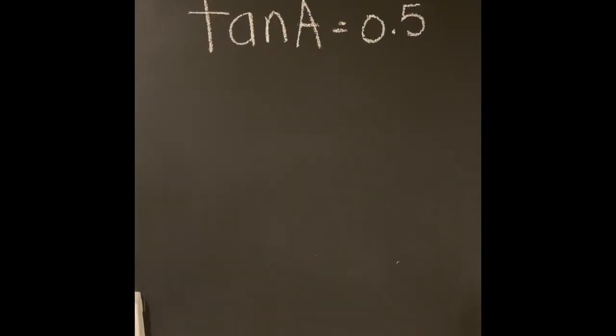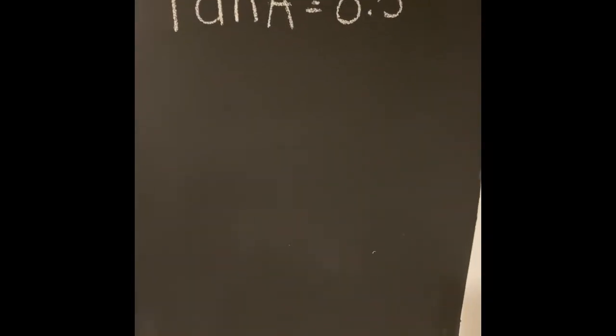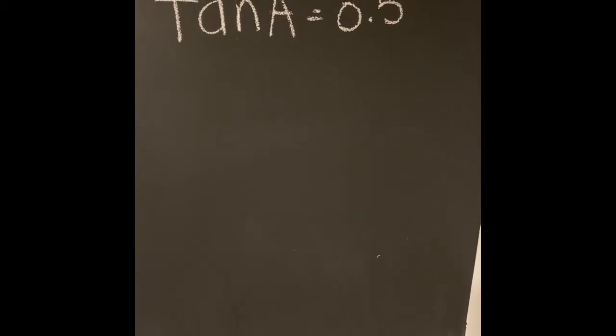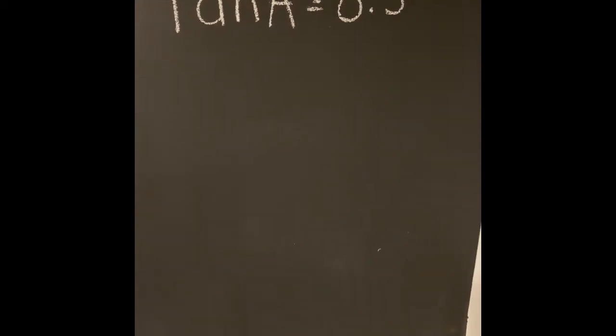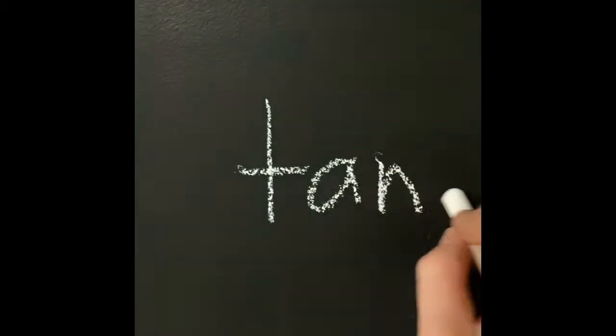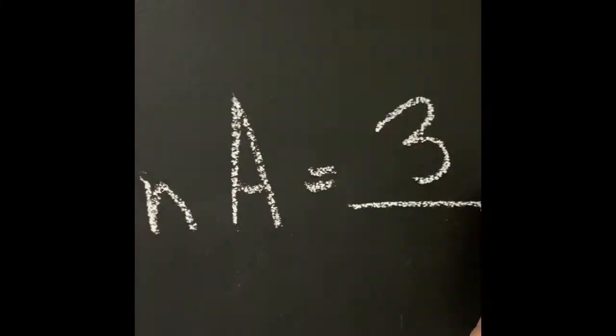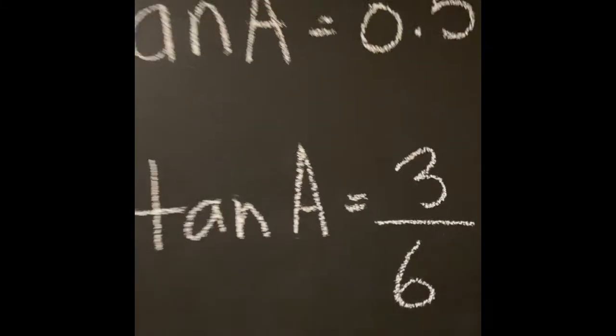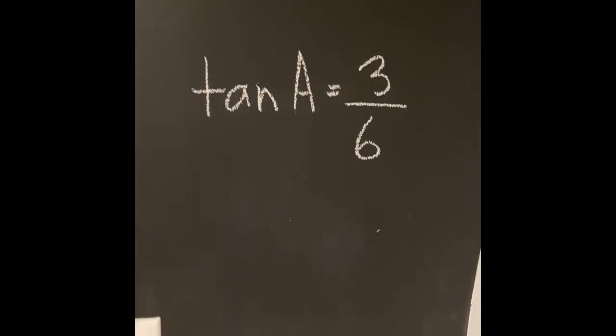Our next question says that tan of the reference angle is 0.5. Now that looks a little confusing because I only have one number on the right-hand side, not a fraction. But we know that there are lots of numbers we could divide to get 0.5. For example, tan of the reference angle, let's say 3 over 6. 3 over 6 would give you 0.5.